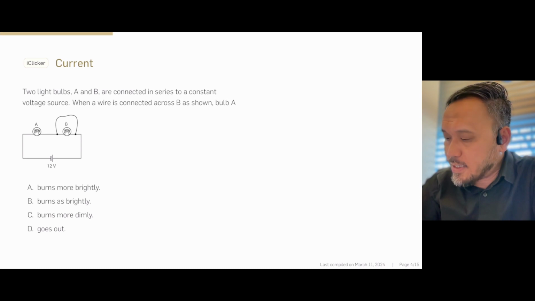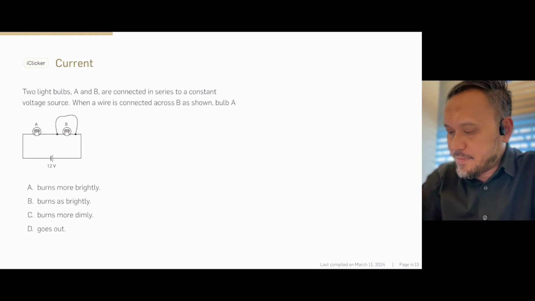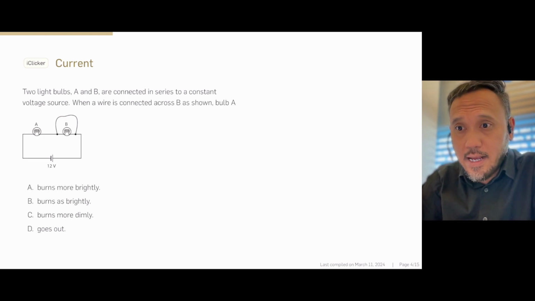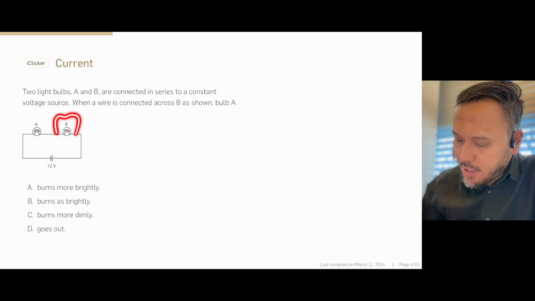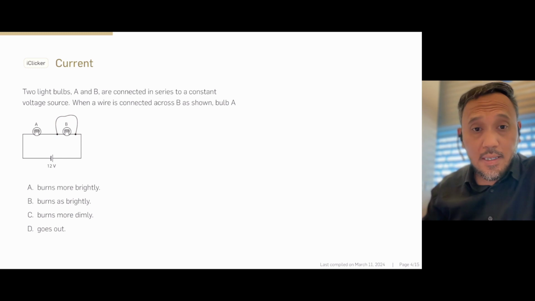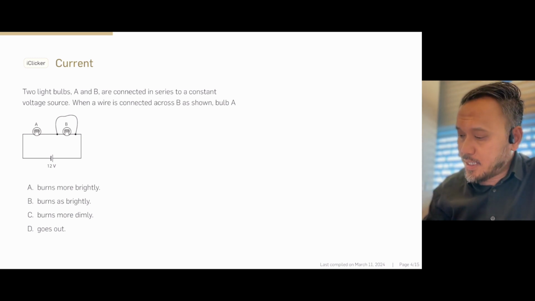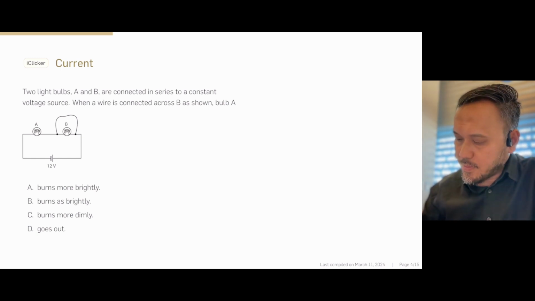Here, when a wire is connected across B as shown, bulb A, I think in the class I asked you about bulb B. So after the wire is connected across B, then B will go out or will be completely dark. But here the question asks you about bulb A. Okay, how to do this?